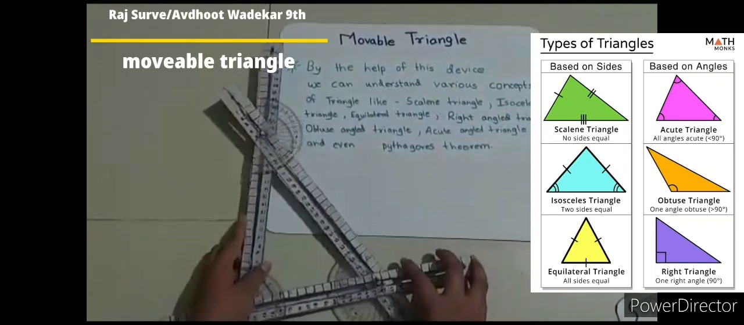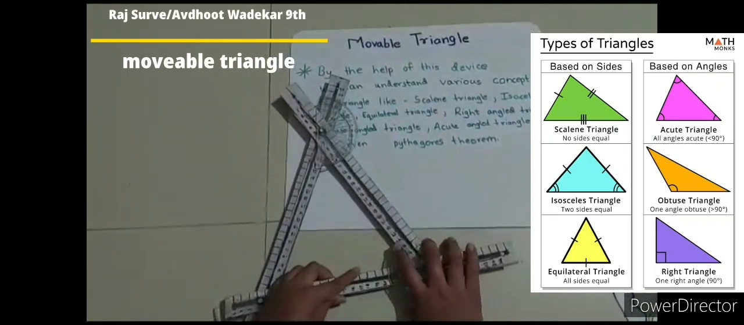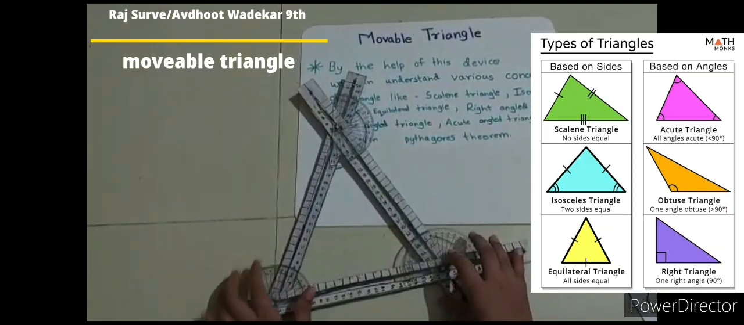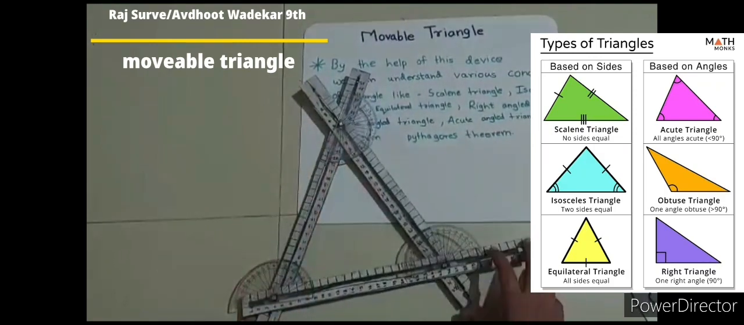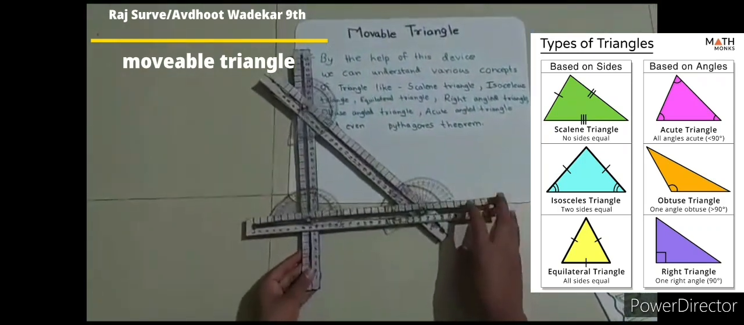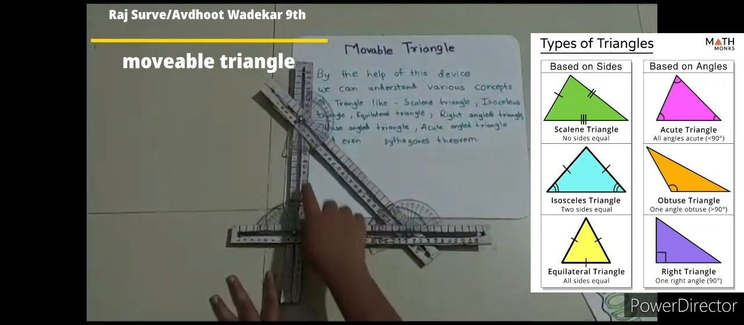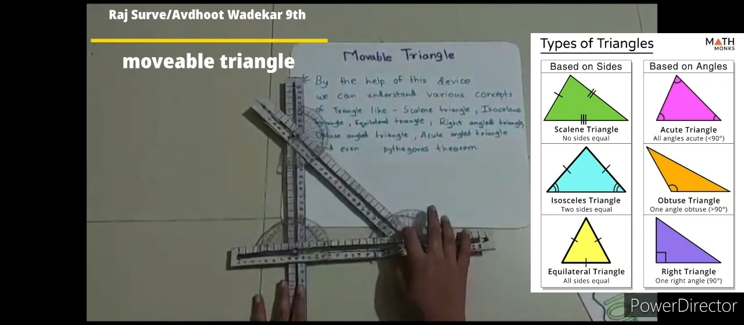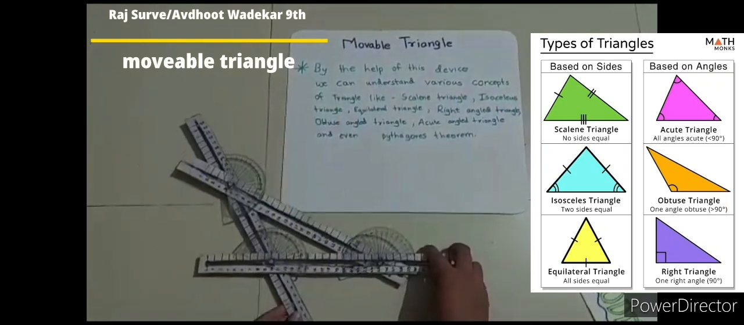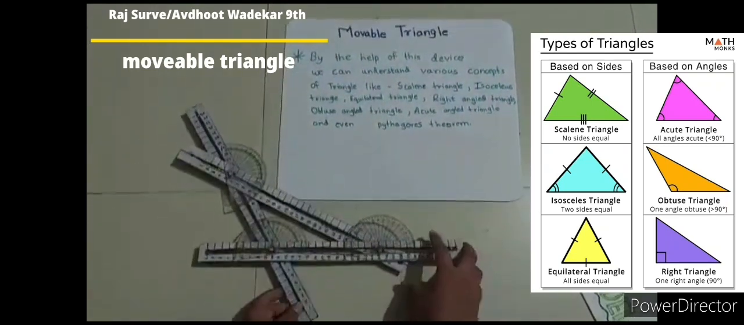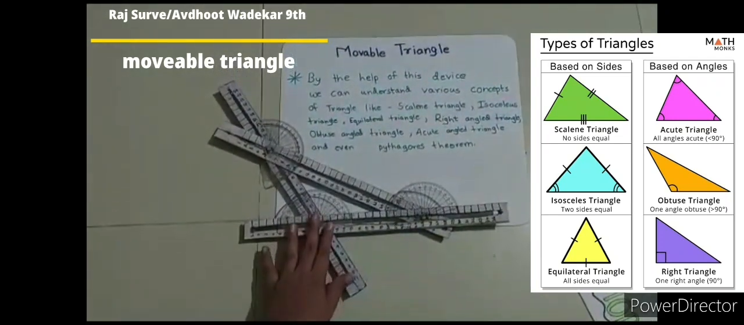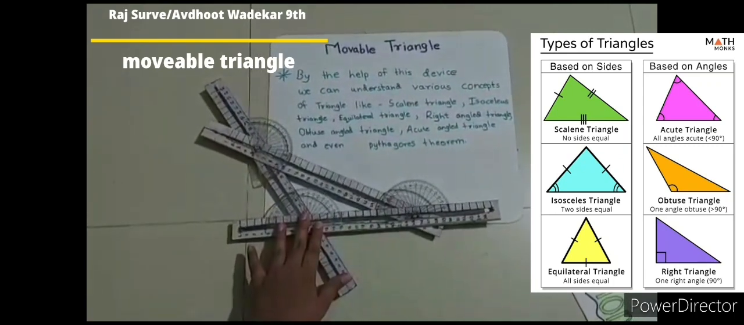Then an equilateral triangle. Equilateral triangle is a triangle where all sides of the triangle are equal. Next, a right angle triangle. A triangle where one angle of the triangle is 90 degrees is called a right angle triangle. Next, obtuse angle triangle. When one angle of the triangle is more than 90 degrees, it is called an obtuse angle triangle.